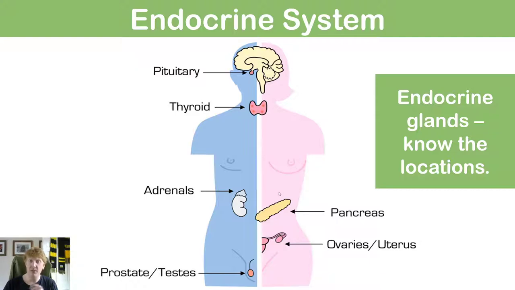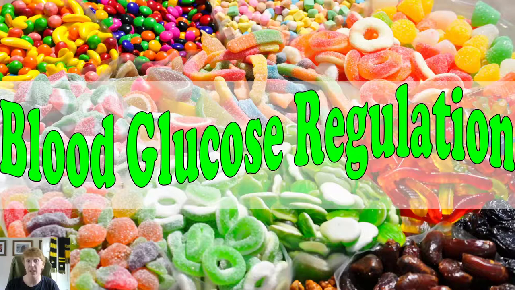Your pancreas is involved in blood glucose regulation, which we'll come to in a bit. Ovaries are involved in the female reproductive hormones and regulating the menstrual cycle. And your testes are involved in the male reproductive hormone testosterone and regulating things like making sperm and spermatogenesis and stuff like that. Okay. All right.